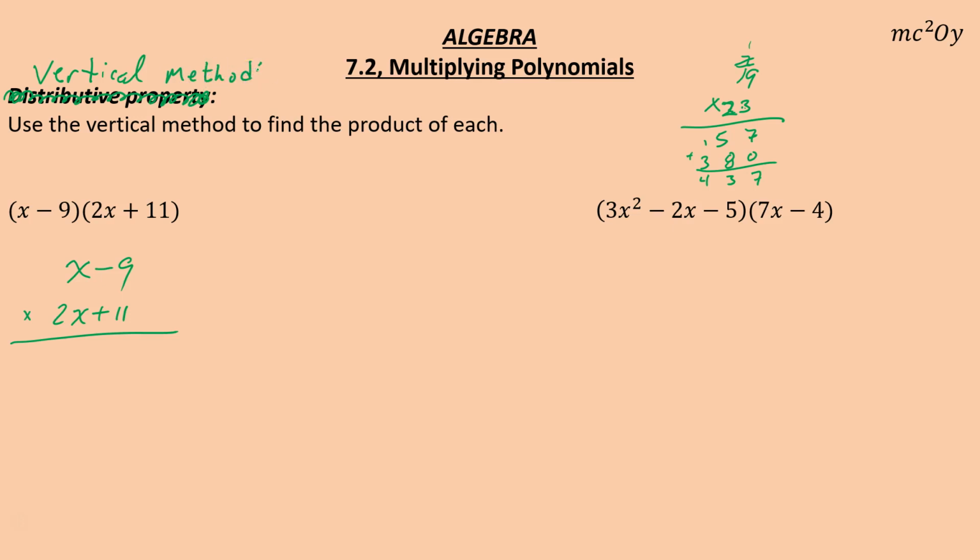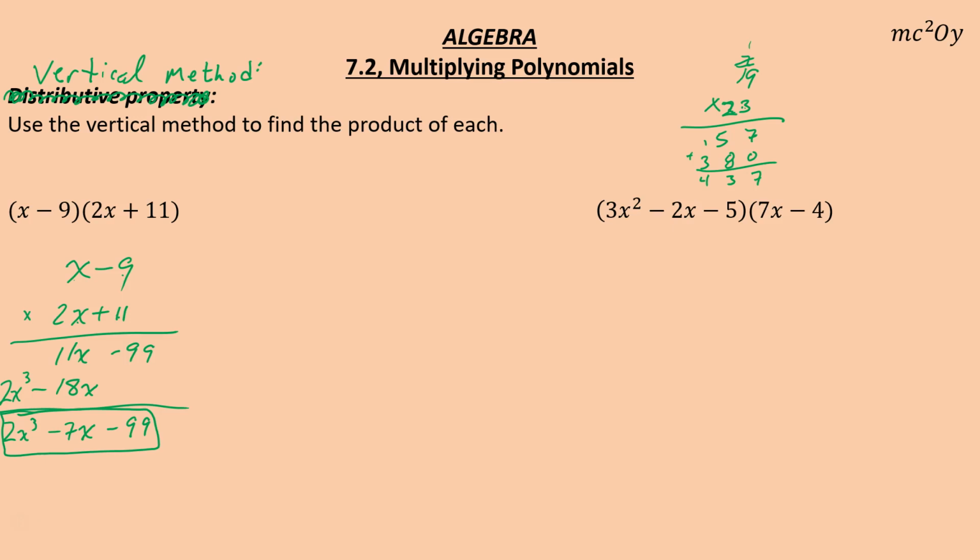And so now I'm going to go 11 times negative 9. That is negative 99. And then 11 times x. That is 11x. And then 2x times negative 9, well, that's negative 18x. And notice I automatically have my place value holder because I'm stacking my like terms. And 2x times x is 2x to the third. Add them up, I get 2x to the third, negative 7x, and negative 99. And that is the vertical method.